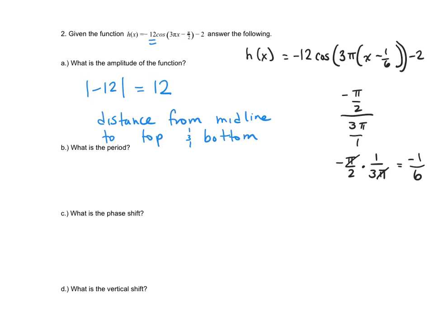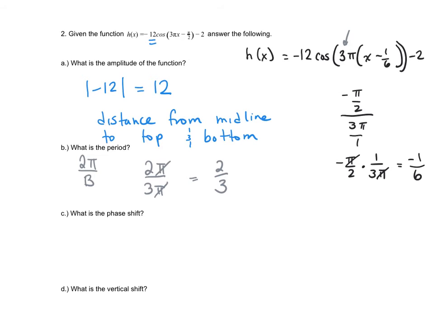The period is how long it takes to repeat itself. So how long it takes to go from the beginning of the period to the end. And that's always given by 2 pi over b. And b is the number we considered here. So our period in this case is 2 pi over 3 pi. So that just gives us 2/3.